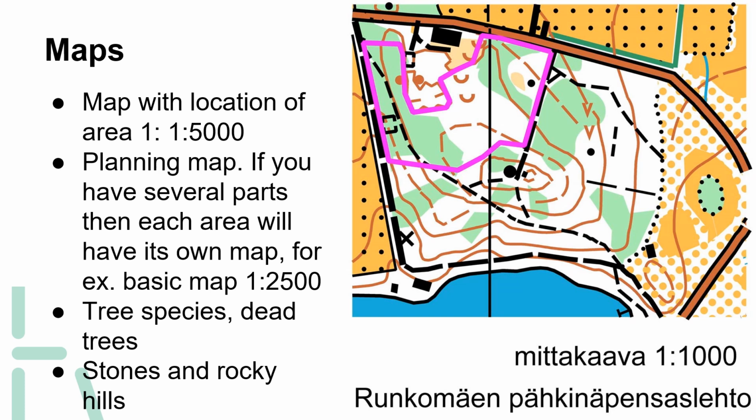And if you have then several areas and you want to make one management plan, but you have 3 different areas on the farm, then you need to make a different map for each of the areas. And it could be a basic map, 1 to 25,000. And on this, you are then going to define what types of areas there are. For example, tree species, dead trees, stony and rocky hill areas.